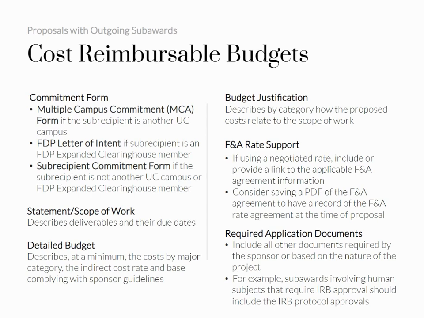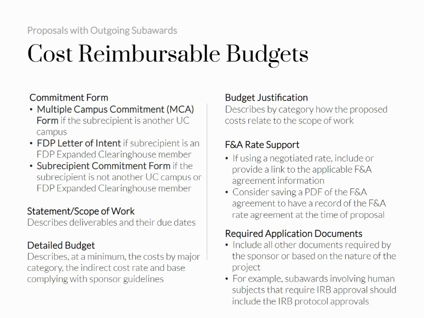If the subrecipient is using their negotiated F&A rate, we must also attach or provide information on their applicable F&A rate agreement. You may save this as a PDF or also provide a link to that F&A rate agreement. I encourage you to save this as a PDF so you have a record of the agreement at time of proposal in case they get a new agreement by the time of award.